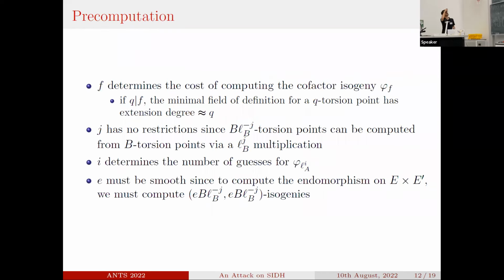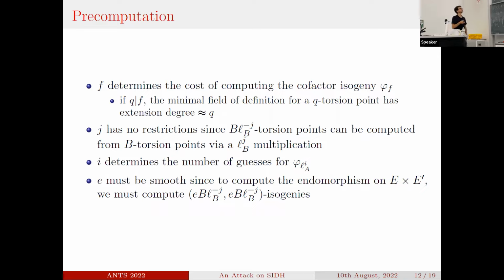Okay, so let's move on to the pre-computation, as I said, of the tuple E, I, J, and F. F determines the cost of computing the cofactor isogeny, phi F. The cost of that computation is dominated by the biggest prime factor of F. So if Q is a prime factor of F, then what we found experimentally is that the minimal field of definition for a Q torsion point has extension degree roughly Q.